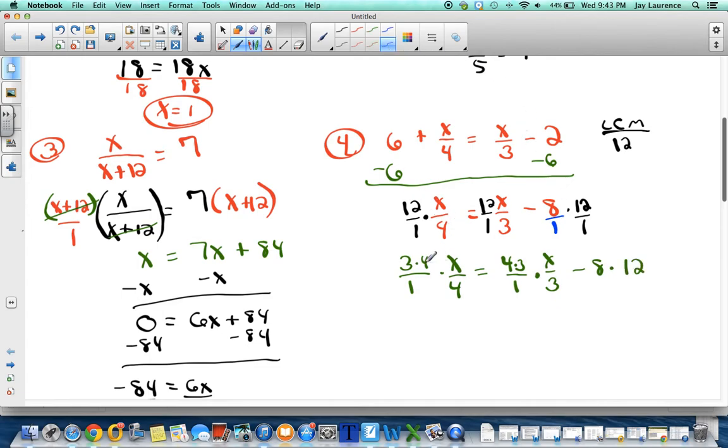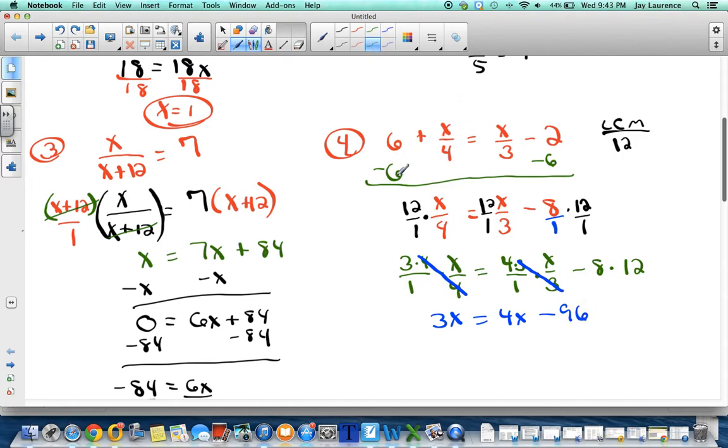Now check it out. See the 4s? They cancel each other out. 3 times x, 3x. Here the 3s cancel. 4 times x, 4x. Negative 8 times 12, negative 96. And this is going to become a very easy problem.